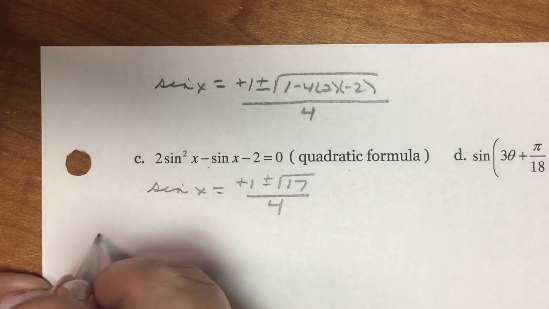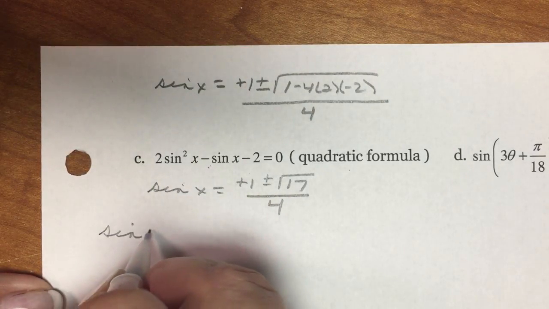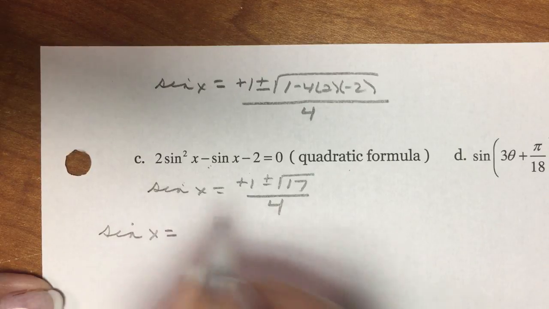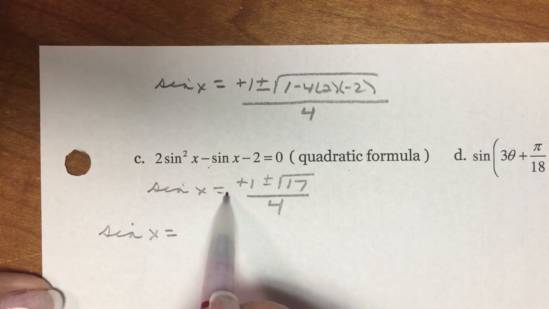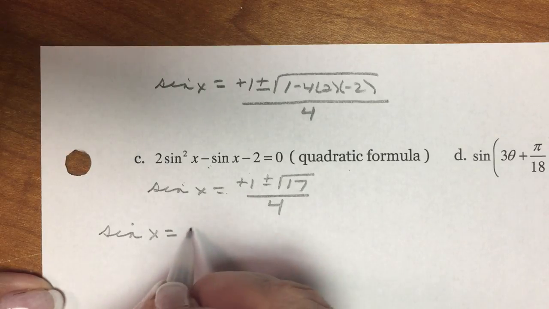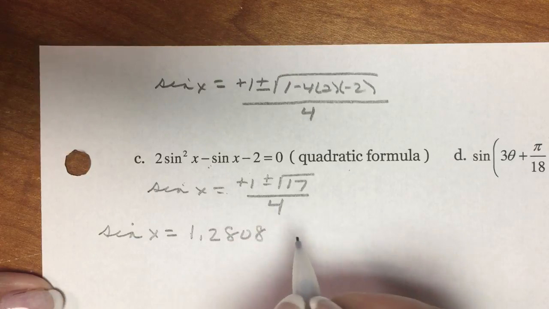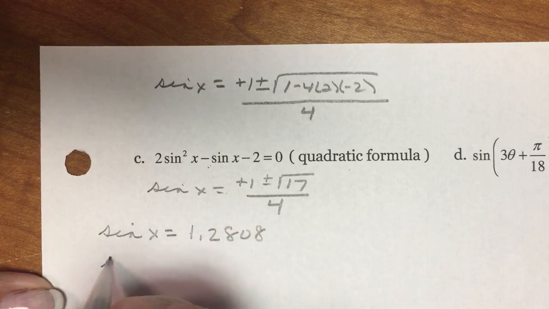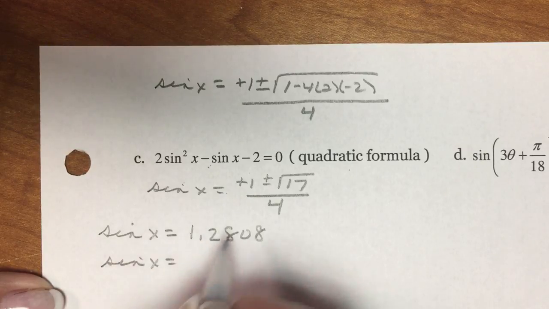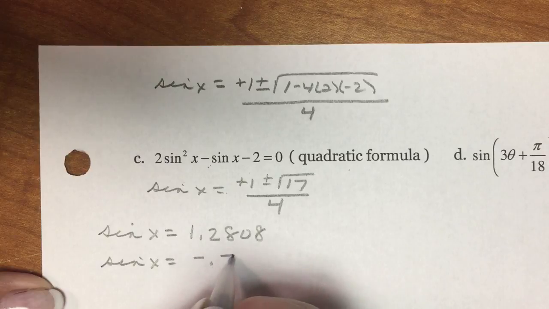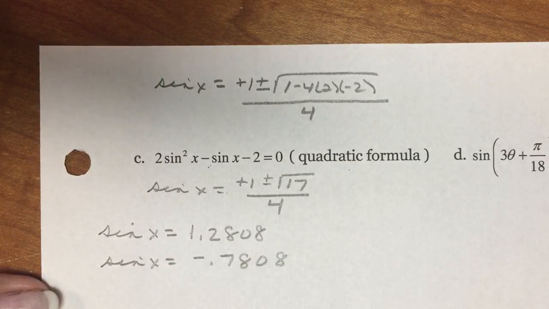So now, pop that into your calculator, and you should get, so if I did 1 plus root 17 over 4, I got about 1.2808. And then I did 1 minus root 17 over 4, and I got -0.7808.